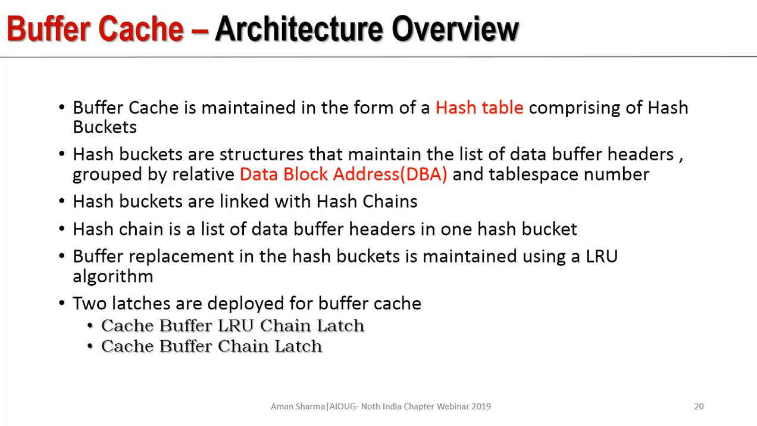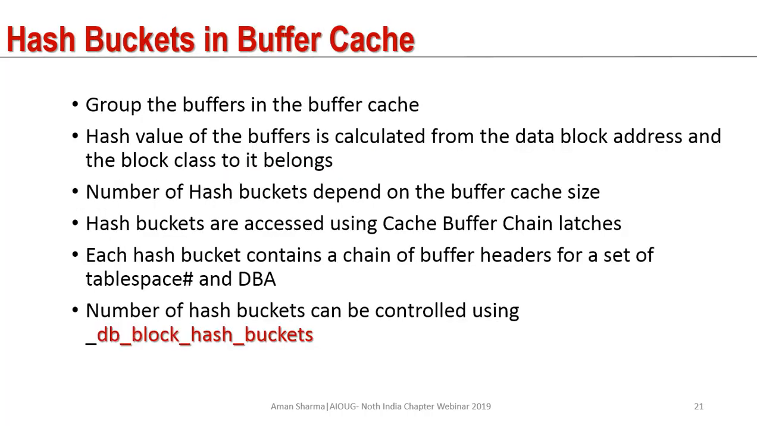And to maintain this mechanism, we basically have two latches in the system. One is called the cache buffer LRU chain latch, and the second one is the cache buffer chain latch. One latch is used to move the buffers inside the linked list, and the second latch is used to hold the buffer and use the buffer for access.